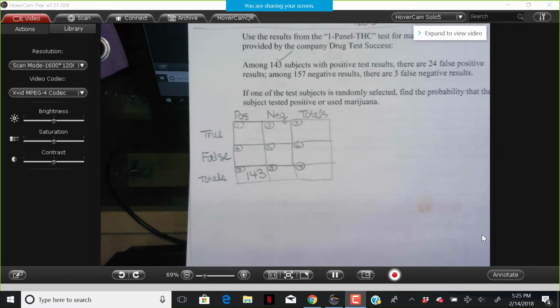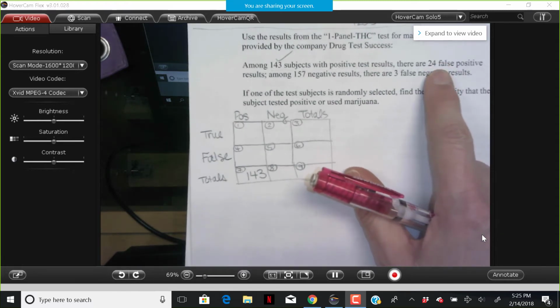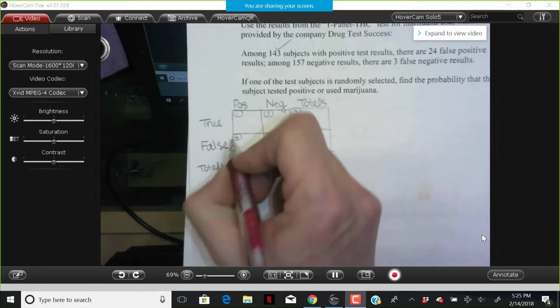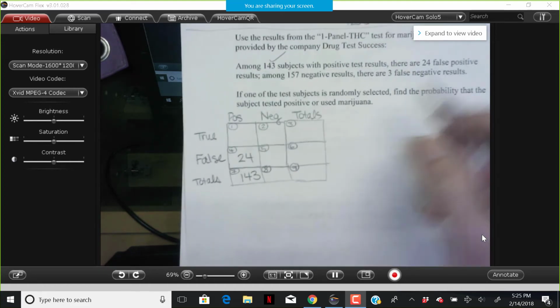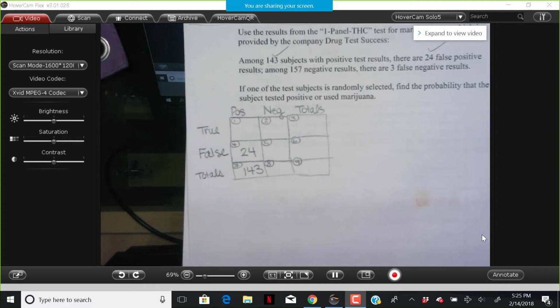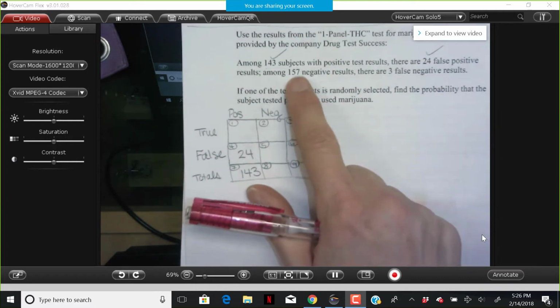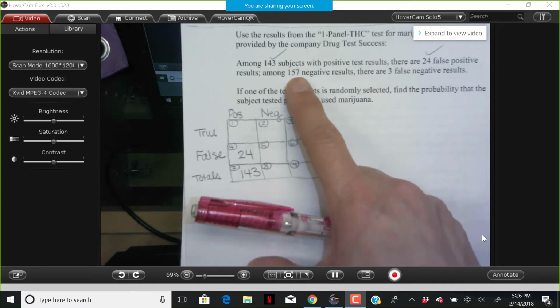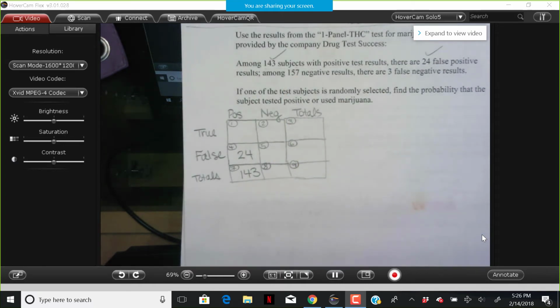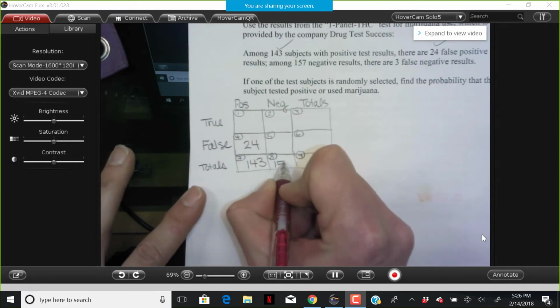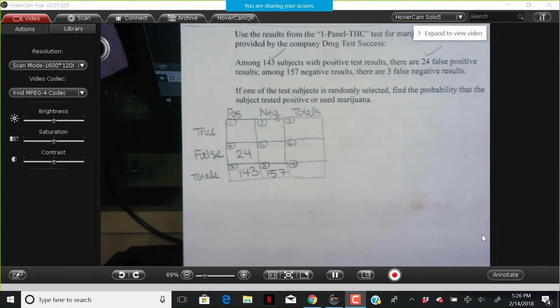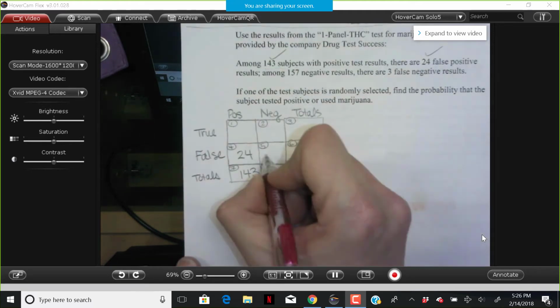So where does the 24 go? Box 4, right above it, right? Okay. It's a false positive. The test comes back positive, but the person really hadn't used the drug. So where does the 157 go? Box 8. Yeah. And then 3 false negative. 5 right above it. Yep.